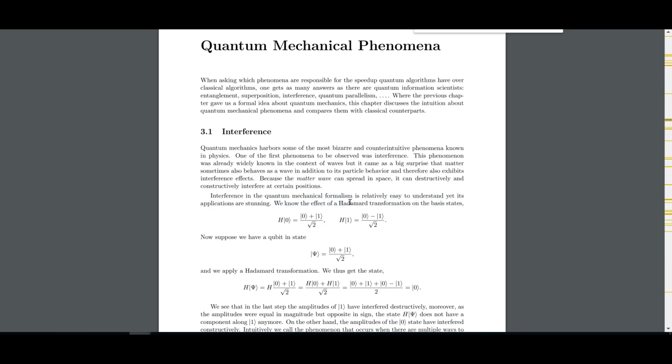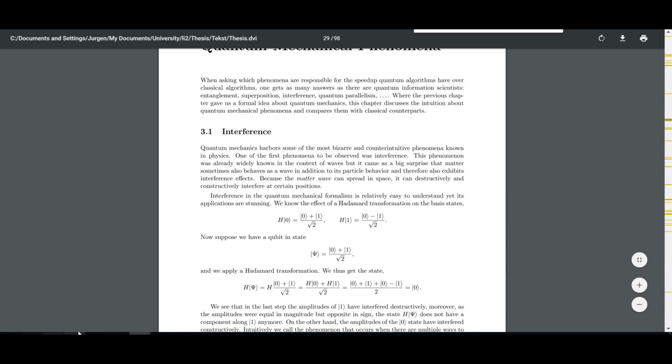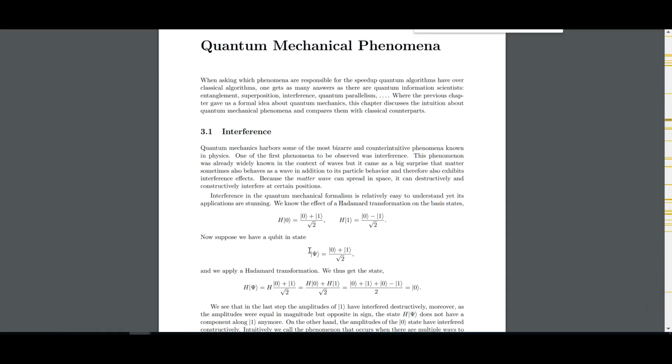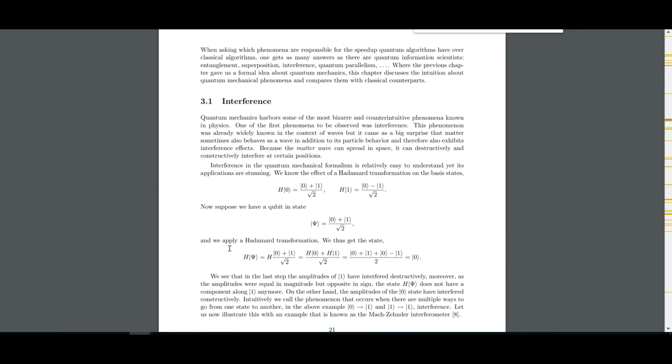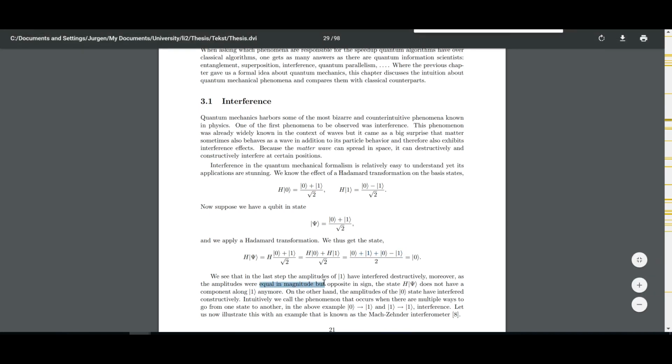We know the effect of a Hadamard transformation on the basis states. Correct. On 0 it is this, and on 1 it is this. Now let's suppose you have a qubit in that state, and we apply a Hadamard transformation. We thus get this state. We see that in the last step, the amplitudes of 1 have interfered destructively. They cancel. Moreover, as the amplitudes were equal in magnitude but opposite in sign, the state does not have a component along 1 anymore. On the other hand, the amplitudes of the 0 state have interfered constructively.